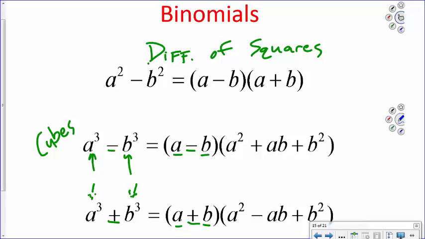and then it's always the opposite sign next, and it's almost like a perfect square trinomial, but remember in a perfect square trinomial, there's a 2 there. In this case, there's not a 2 here. Otherwise, it's almost the exact same thing. And there's always a plus sign in the back.